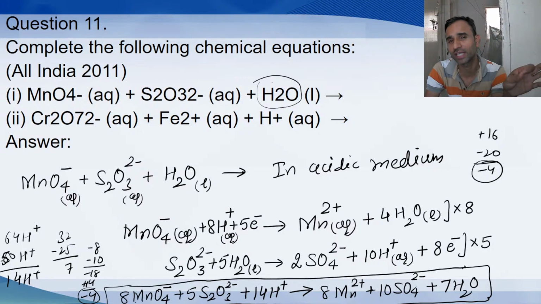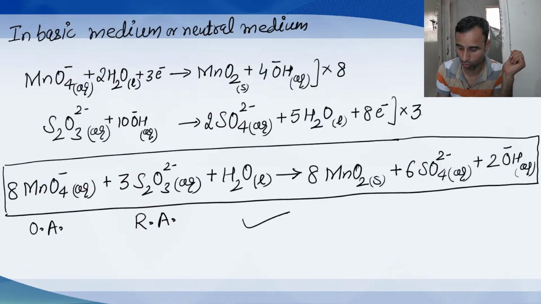But if H plus ions are given, then there is no question. Medium is acidic. If OH negative ions are given on the left side, again there is no question. Basic medium is there. But here water is given. So keep in mind, water means neutral medium. So we should balance in acidic, in basic or neutral medium. Okay. Next question is Cr2O7 2 negative.